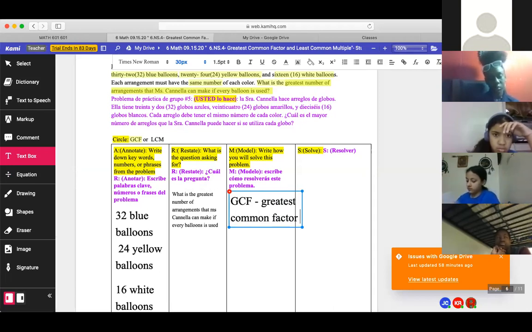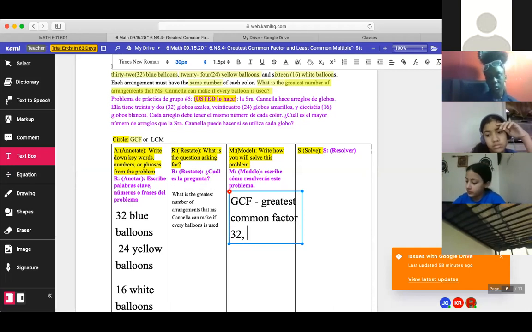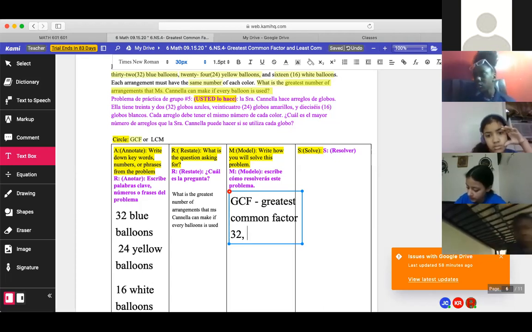The greatest common factor of what number? What numbers? 32, what else? By finding the greatest common factor of what numbers? What numbers did we just write on the A column? What are those 3 numbers? 32, 24, and 16. Thank you. That's what I was looking for.